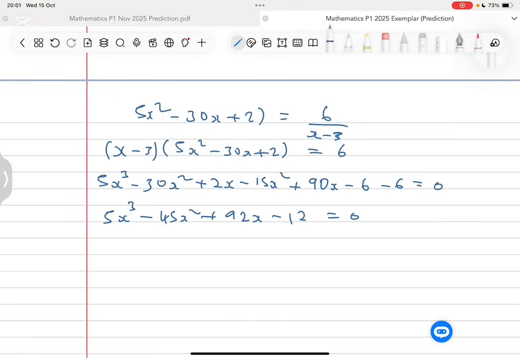Now we have a cubic polynomial equation to deal with here. There are a couple of ways in which one can do this. For example, you can use the long division method, you can use the synthetic method, or you can use factorization by inspection. I personally prefer to use factorization by inspection. I find that very easy. You can use any method that you are comfortable with to factorize this. I have to mention that I really hate long division.